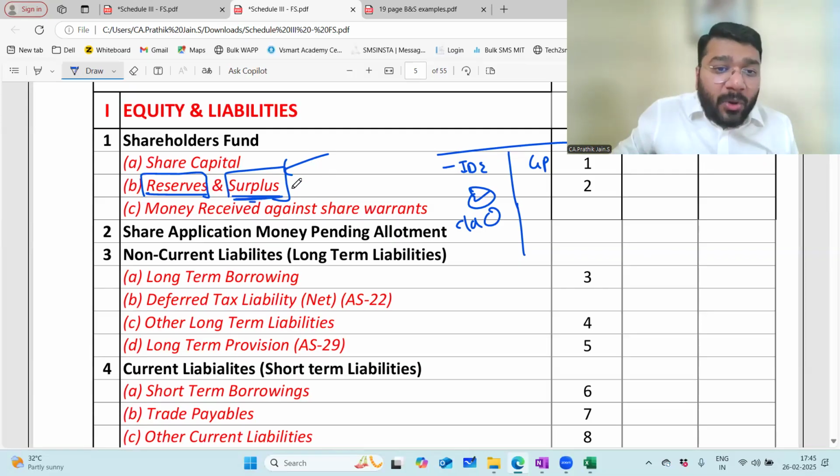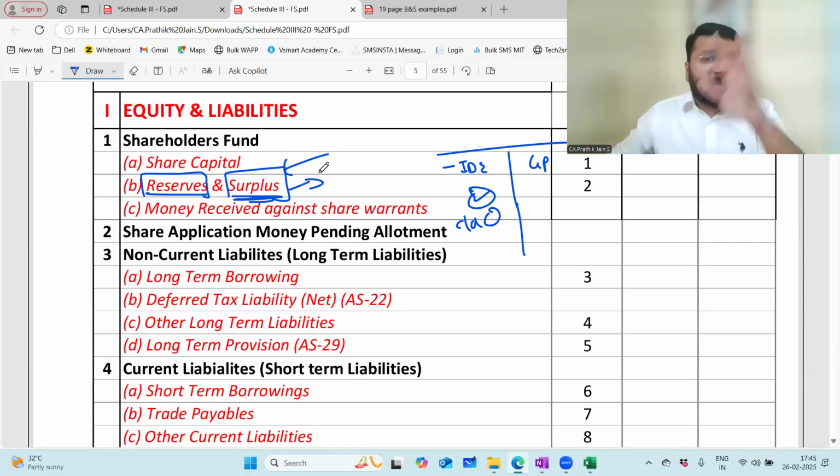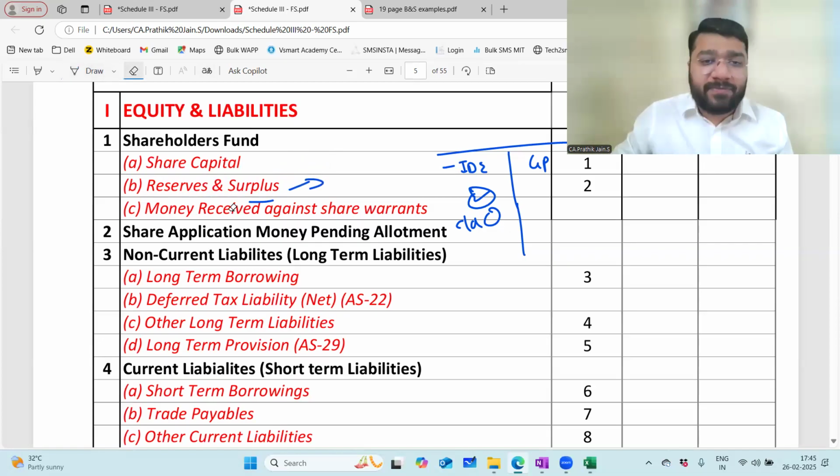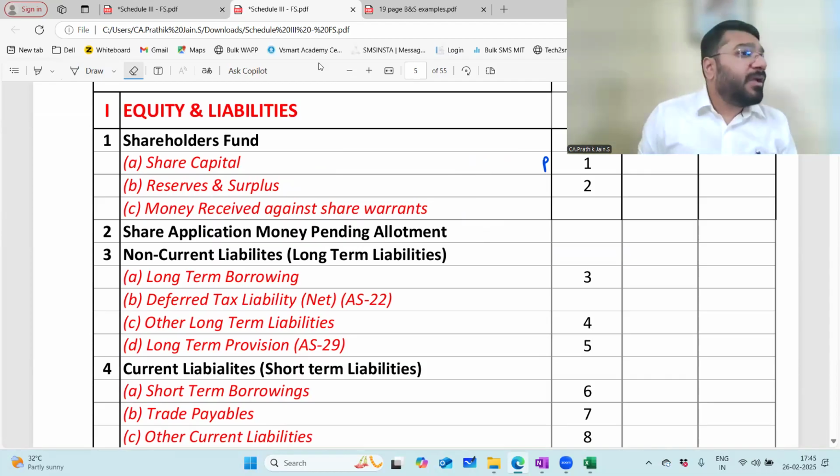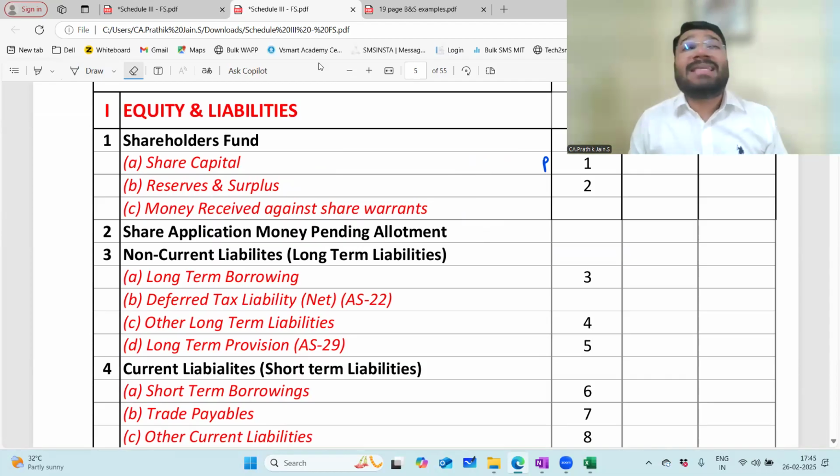So surplus means what? Surplus's another name is retained earnings. So I'll be discussing all that one by one. So let's talk about reserves first. Then I'll come back to surplus. What is the meaning of reserves? So reserves in layman language is nothing but savings. Now savings, what we do is of 2 types. One is called as general saving. One is called as a specific saving.